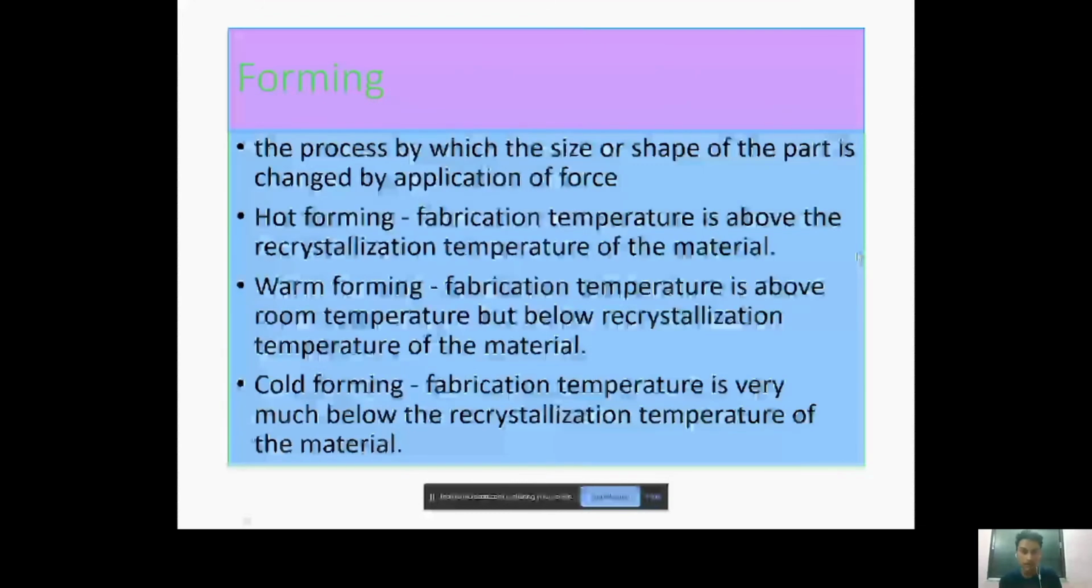First is forming. In this process, the size and shape of a part are changed by the application of force. First is hot forming. Hot forming means the fabrication temperature is above the recrystallization temperature of the material. Next is warm forming. The fabrication temperature is above room temperature but below the recrystallization temperature of the material. And last is cold forming. Cold forming means the fabrication temperature is very much below the recrystallization temperature of the material.